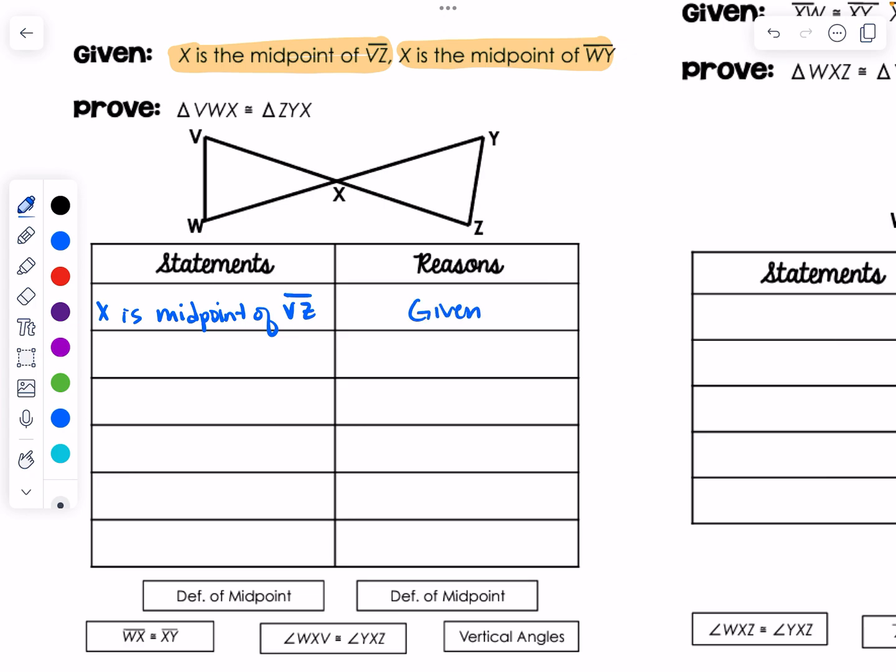Your X is the midpoint. And the other one is X is the midpoint of WY, and that's given. Again, remember that the definition means middle. So if X is the midpoint of VZ, that means that this is congruent to this. So the first thing I'm going to say is that VX is congruent to ZX, and that's because of the definition of a midpoint.